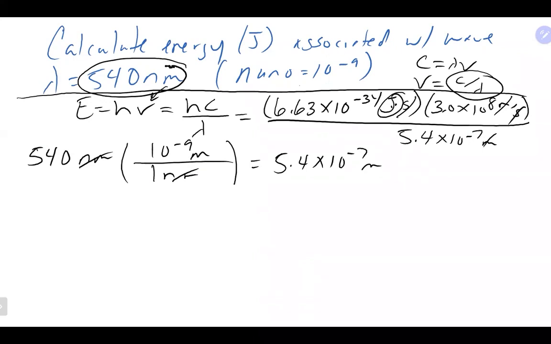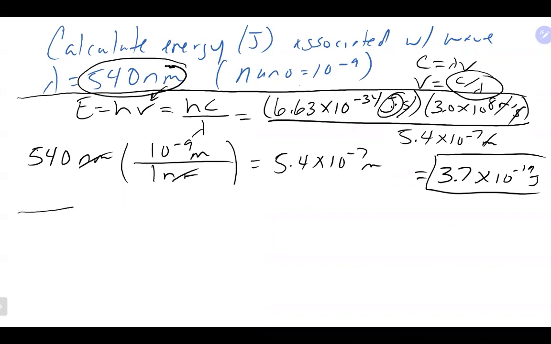If we do that, making sure to use our exponent button, 6.63 times 10 to the minus 34, times 3 exponent 8, divided by 5.4 to the minus 7, that gives us an energy of about 3.7 times 10 to the minus 19 joules. Questions on that calculation?